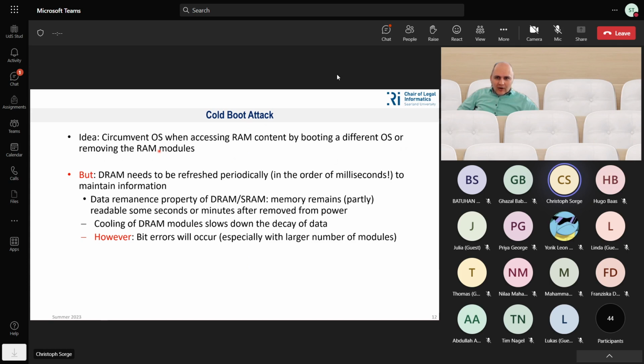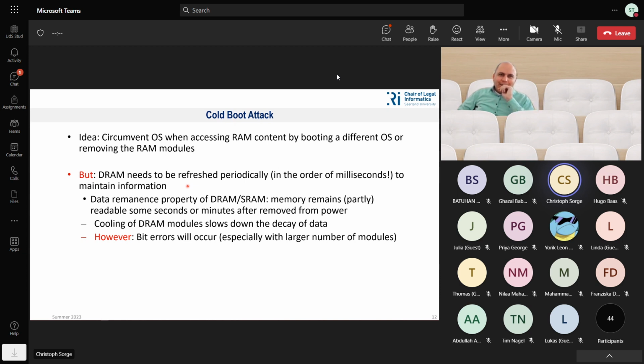Now, the issue of especially the latter, but to some extent also the former version, is that RAM needs to be refreshed periodically, at least DRAM, which is still the most common RAM, and it needs to be refreshed every couple of milliseconds to maintain the information. So the basic assumption is that data will get lost if you power down the system or if you remove the RAM modules from the system.